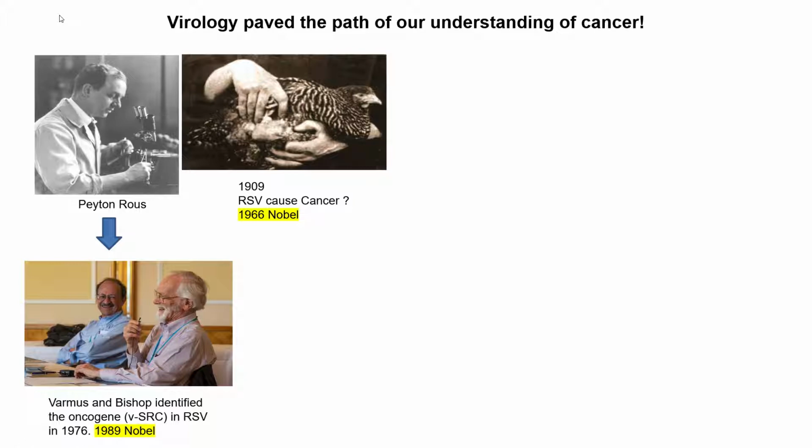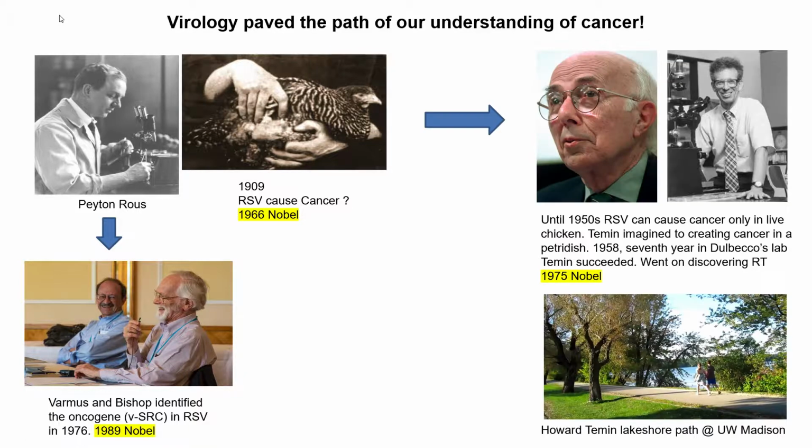On the other hand, here is the interesting thing. Until the 1950s, the RSV could cause cancer only in live chicken. But Howard Temin, who was a graduate student in the lab of Renato Dulbecco, who did the plaque assay, was working with cell culture.